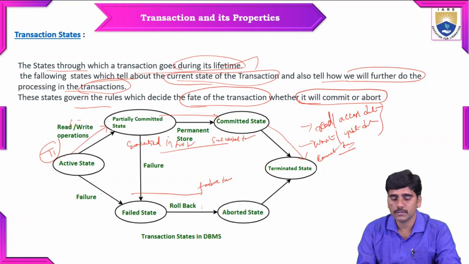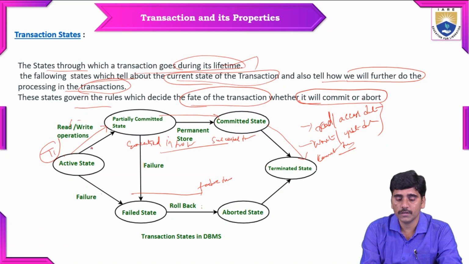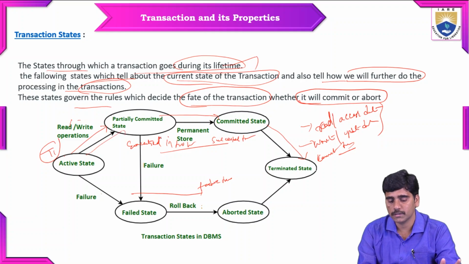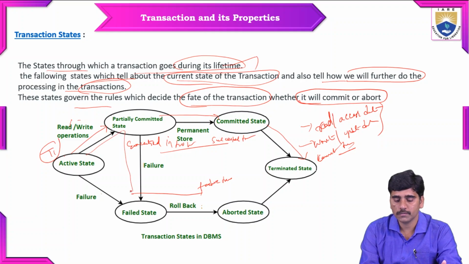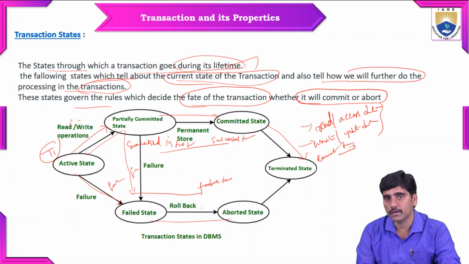But for the failure case, suppose I perform a read or write operation on the data, then it becomes partially committed state. From that it becomes failed state, or else it directly comes from the active state to the failed state. After that the failed state will be rolled back and it moves to aborted state.